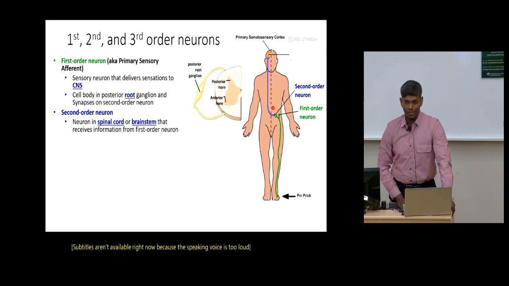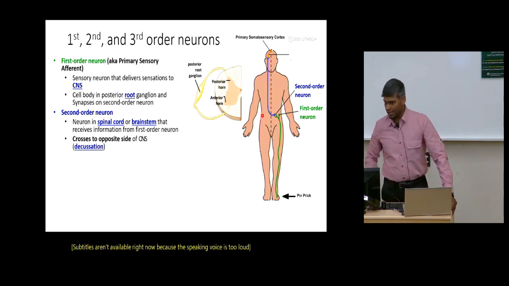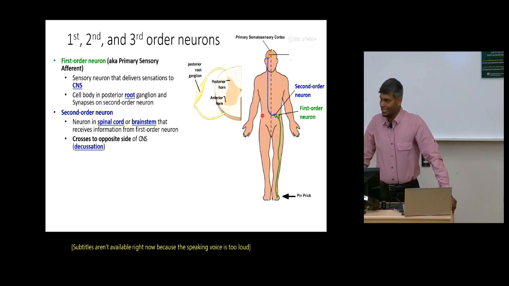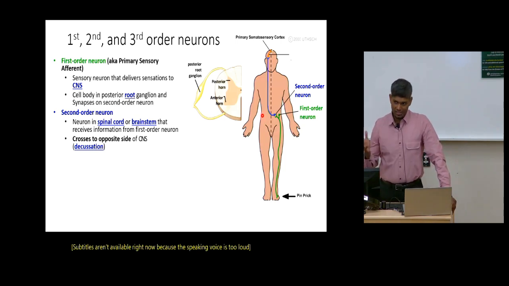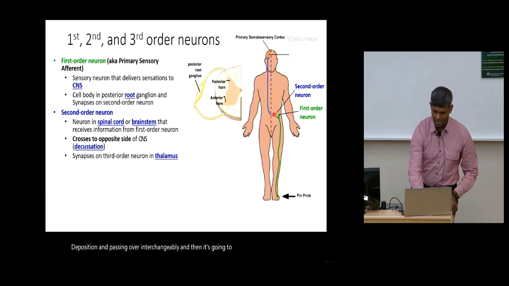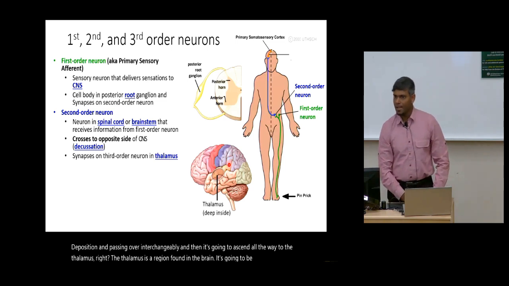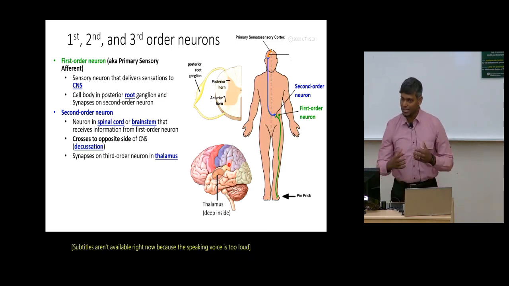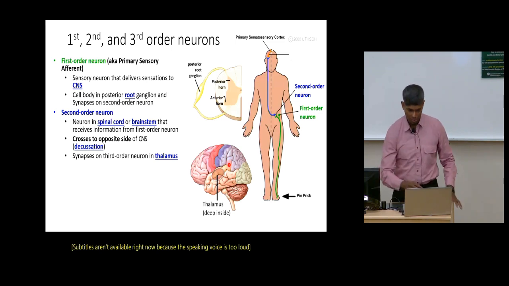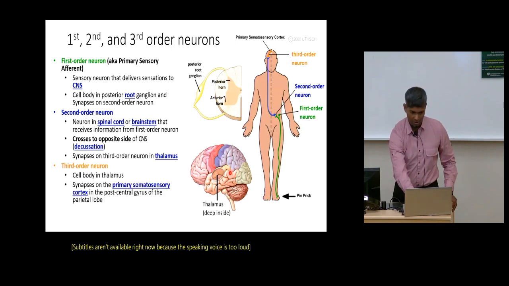I want to point out what happens to the axons which come from this second order neuron. It's going to cross over to the opposite side of the body, and this crossing over is known as decussation. I will use the terms decussation and crossing over interchangeably. Then it's going to ascend all the way to the thalamus, a region found deep inside the brain. From the thalamus, the second order neuron will synapse with the third order neuron shown here in orange, and this third order neuron will take the signals all the way to the primary somatosensory cortex.